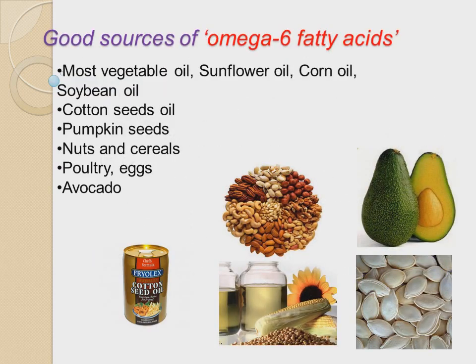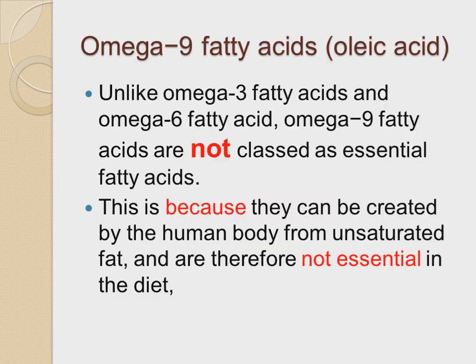Good sources of omega 6 like most of vegetable oil, sunflower oil, corn oil, soya bean oil, cotton seeds oil, pumpkin seeds, nuts and cereals, poultry, eggs and avocado. These are sources of omega 6.